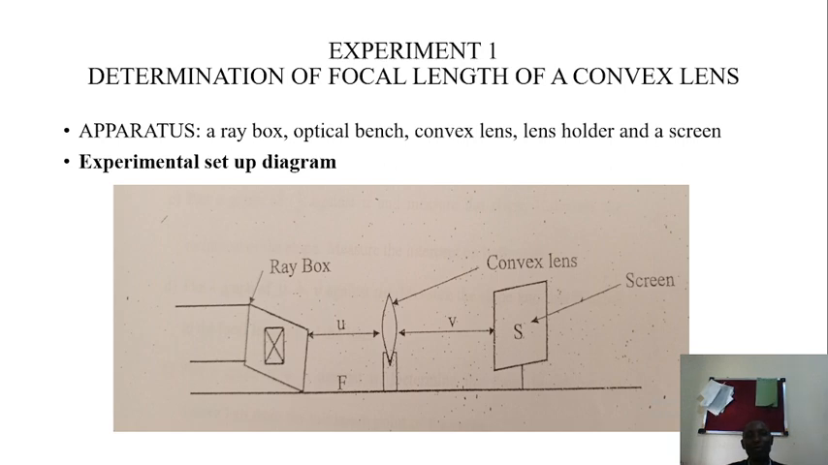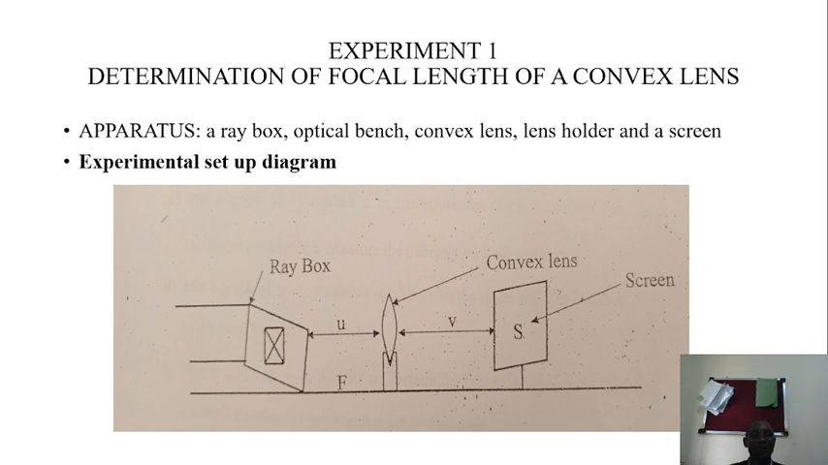We'll go straight to one or two experiments we'll do in this course, and of course, you know most of the work, you can't do them off the lab, so a bulk of the work will be done when you come to the lab to handle the apparatus yourself. We're looking at experiment 1, which is determination of focal length of a convex lens.